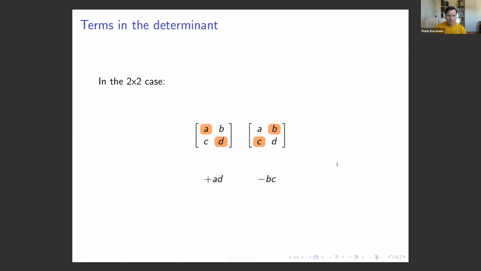So let's try to understand a bit better how the determinants are computed. In the 2 by 2 case, you can derive this mnemonic rule. You multiply the entries on the diagonal of the matrix, AD, and then subtract the product of the entries on the anti-diagonal, the diagonal that goes from bottom left to top right.